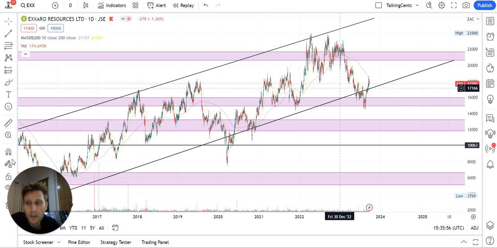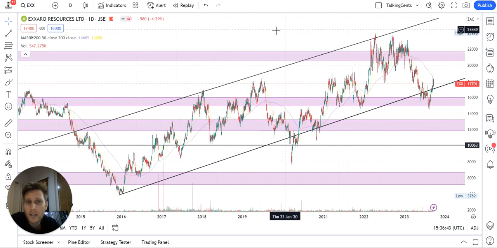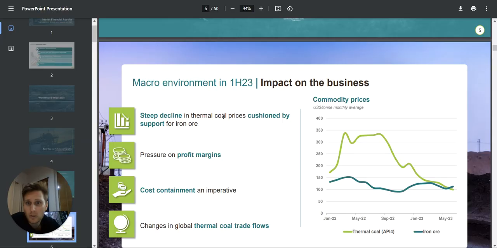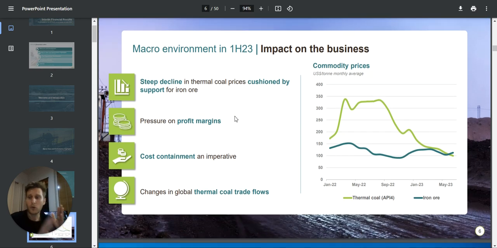So we're going to look at the fundamentals now and see how that feeds into the stock. So this is for the first 6 months of 2023 too. Remember, Exxaro is a cyclical business, which means when its momentum is to the upside, it's going to give you good profits.